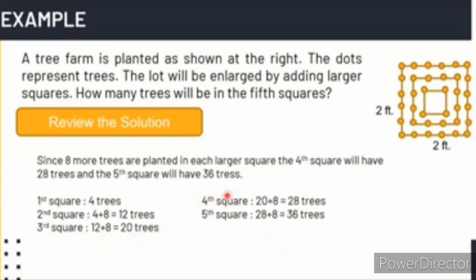So the solution or the answer is correct. There are 36 trees in the fifth square.